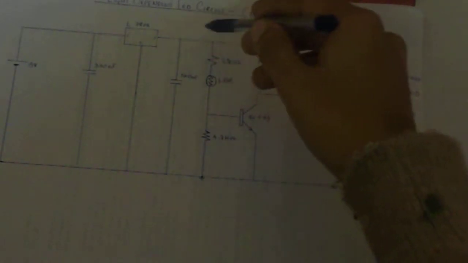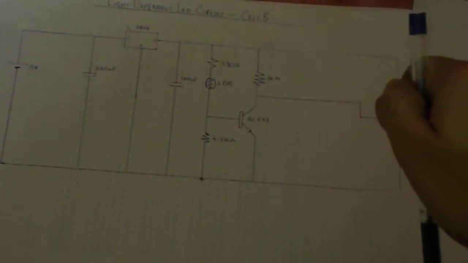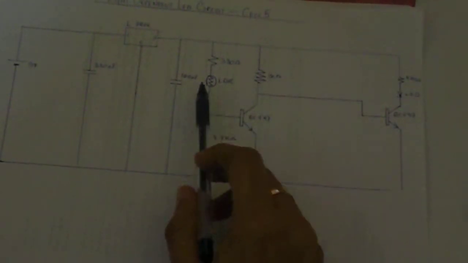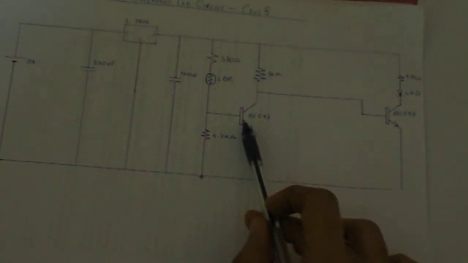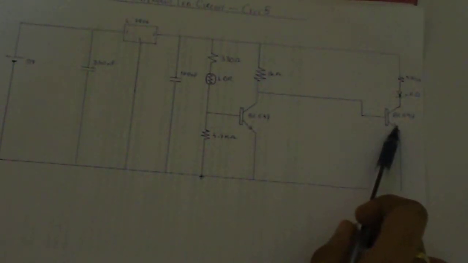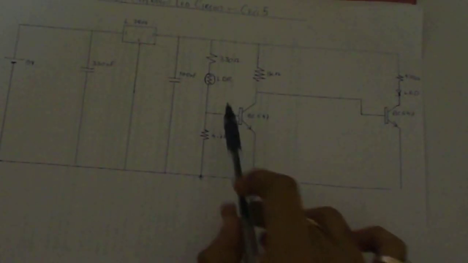The rest of the circuit is the LDR circuit, the light dependent LED circuit. Here we have the LDR. We have 4 resistors over here. This is kind of the preset resistor. The two transistors are over here, and the LEDs over here.